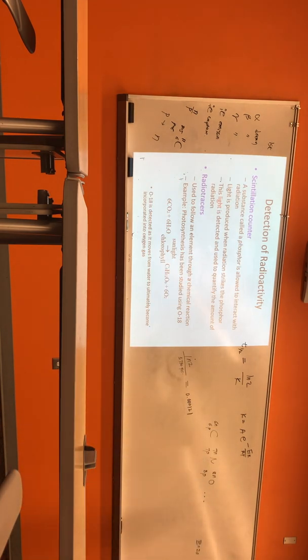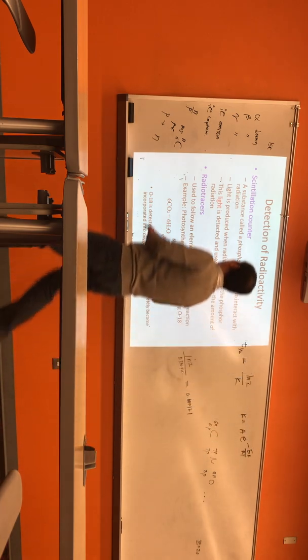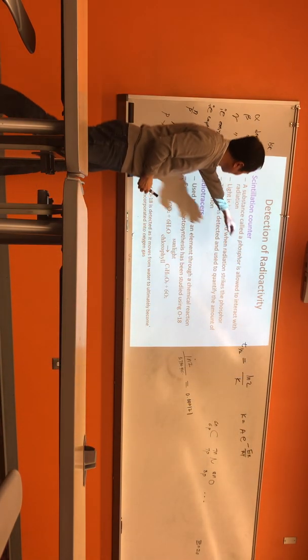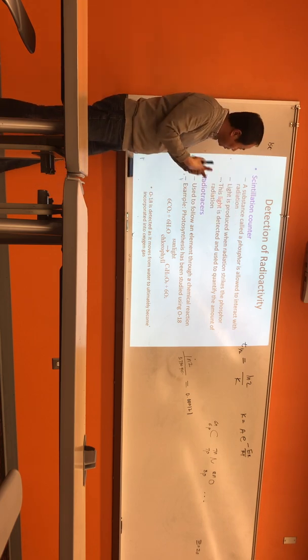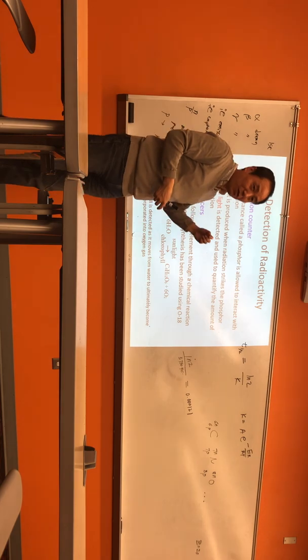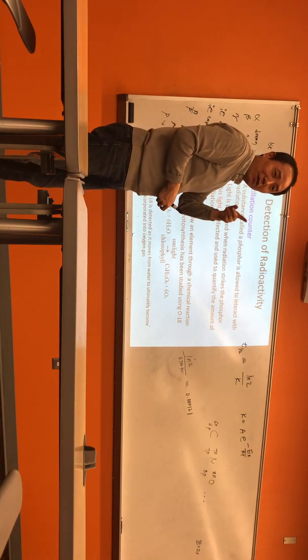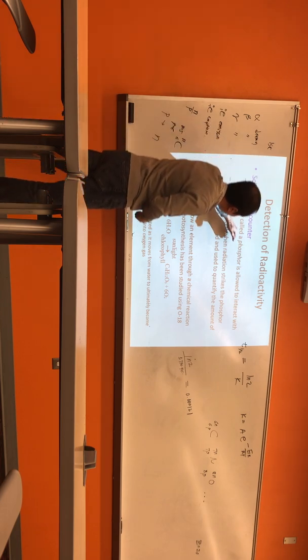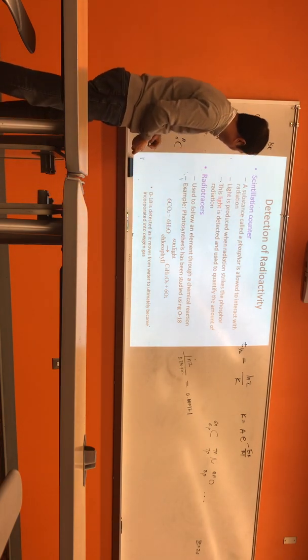For the scintillation counter, it uses phosphorus. The property of phosphorus is that if it interacts with radiation, it will emit light. You know that in nature, like a firefly. A firefly has a light, right? It uses something like a phosphor, a similar principle.